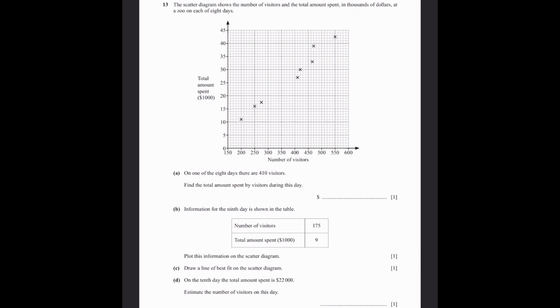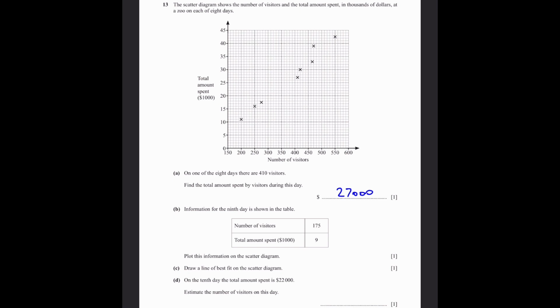Question 13. The scatter diagram shows the number of visitors and total amount spent in thousands of dollars in a zoo on each of 8 days. A. On one of the 8 days, there are 410 visitors. Find the total amount spent by visitors during this day. On one day, there are 410 visitors. That means you see the number of visitors column here. 410 is over here, and when we go up, it's over here. So there's an x there. And on the y-axis, where does it come? 27. So 27 times 1,000, that's $27,000 spent by visitors.